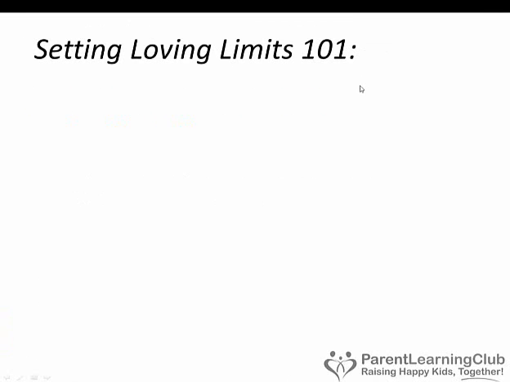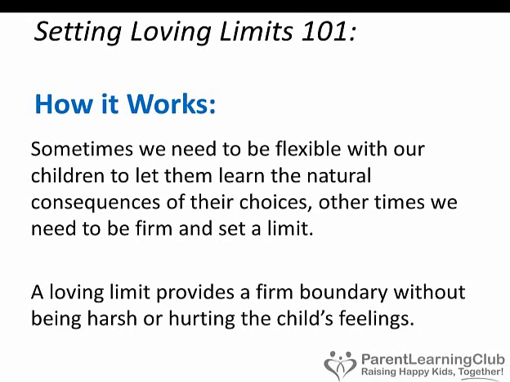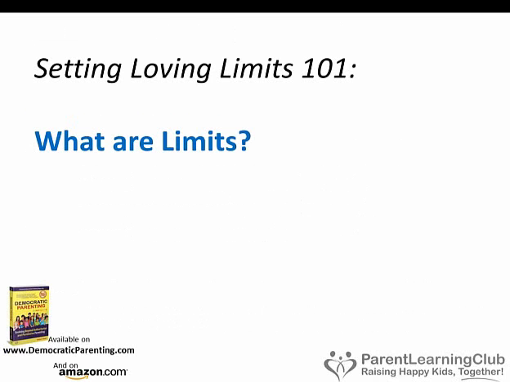method that we use for overcoming defiance and opposition using democratic parenting, and that's in setting limits. Okay, so here I call them loving limits. So how does this work? Sometimes we need to be flexible with our children, and we need to let them learn the natural consequences of their choices. But other times we need to be firm, and we need to set a limit. So a loving limit provides a firm boundary without being harsh or without hurting the child's feelings. So what are limits?